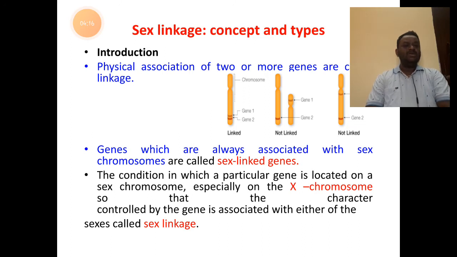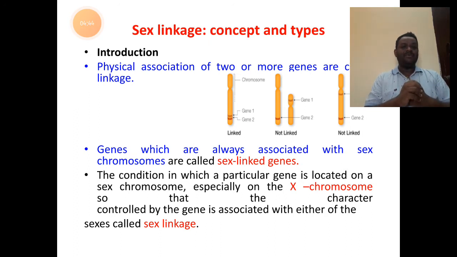Now, genes are always associated with chromosomes. Genes related to sex chromosomes or allosomes are called sex-linked genes. I repeat, genes that are seen on allosomes or sex chromosomes, which are linked together, are called sex-linked genes. The positions of these genes are very close to each other.